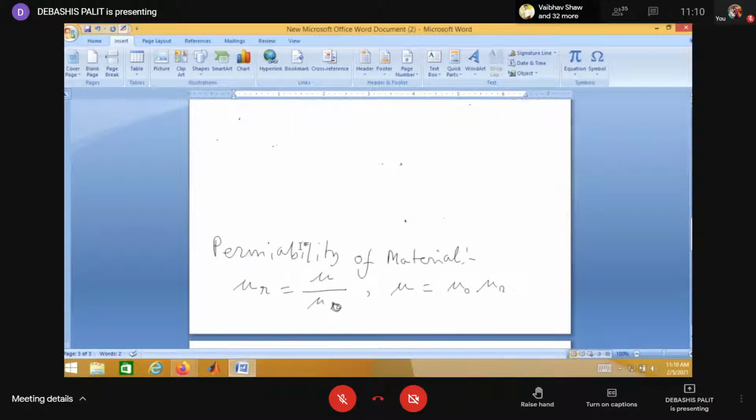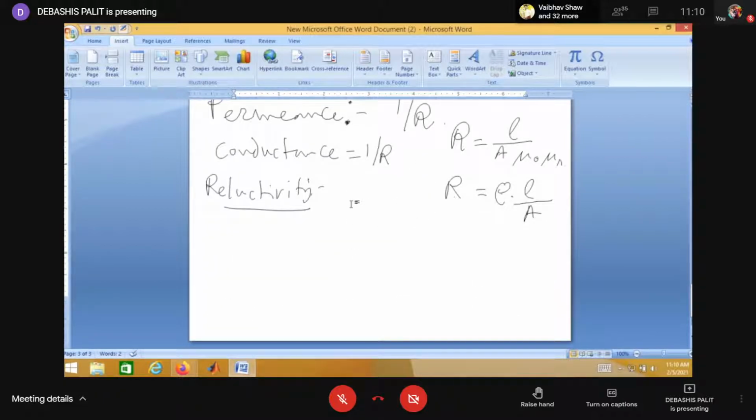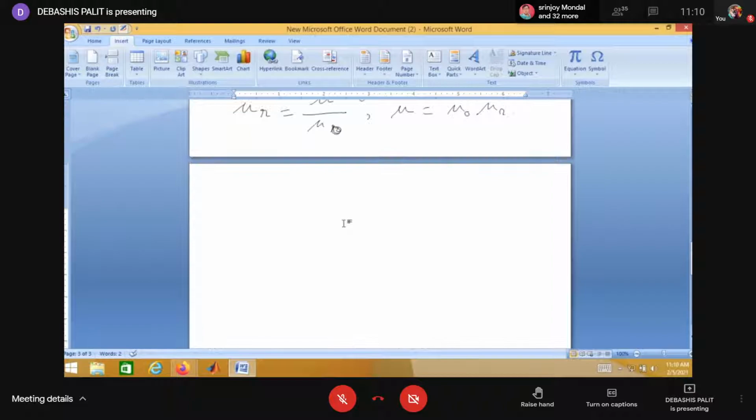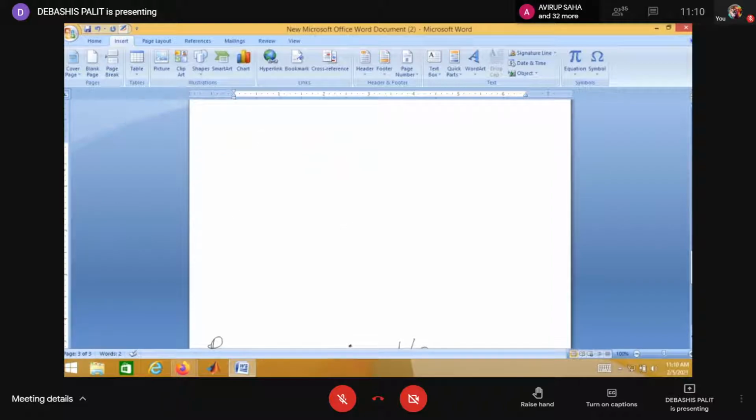When I come to the page break option, some of the portion is coming to the next page also. So blank page, insert blank page option, some of the portion is coming to the next page also.